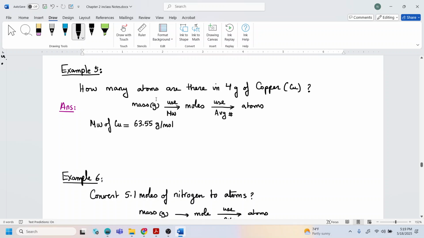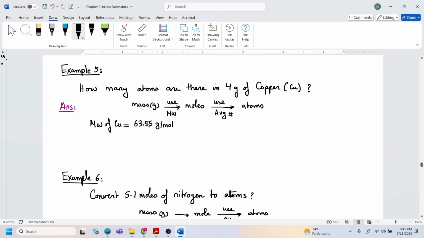So to continue, how many atoms are there in 4 grams of copper? You're given the mass of copper, so we're here, and you want the atoms of copper. So you want to pass by the moles of the copper and then get the atoms of the copper, right? To go from the mass to the moles, you need the atomic mass of copper. You get it from the periodic table.